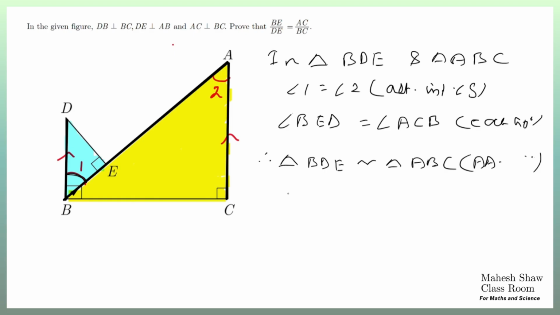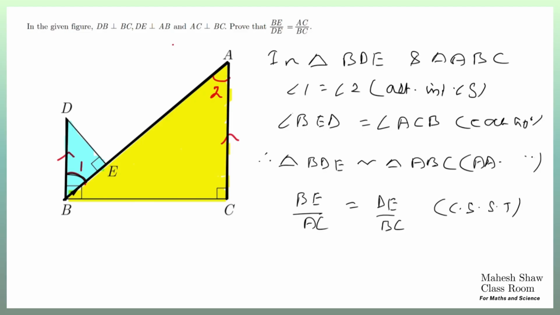So once the triangles are similar, we can write their corresponding sides as proportional. I'll go for BE first. So BE corresponds to what? AC. So BE over AC is equal to, next if I take DE, what does DE correspond to? BC. That is from corresponding sides of similar triangles.